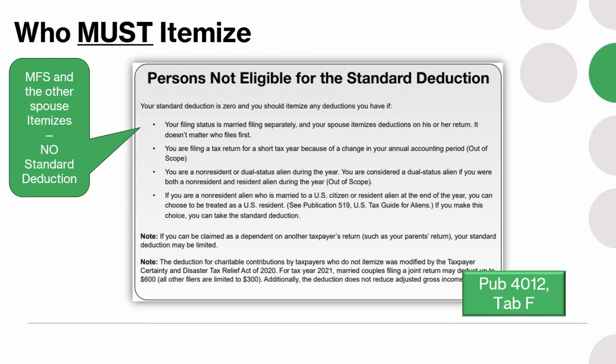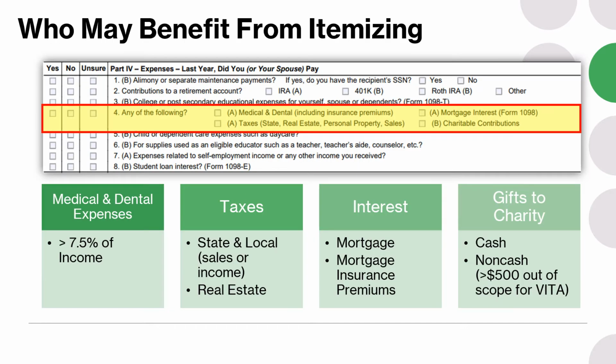It might be people who are filing a short tax year because of a change in their annual accounting period, or a non-resident or dual status alien during the year. But those situations are out of scope for VITA. And if you need to look it up, there's Publication 4012, Tab F has this chart to remind you.